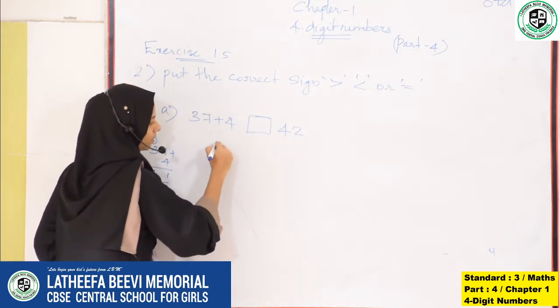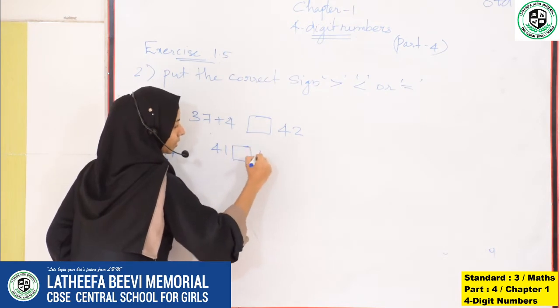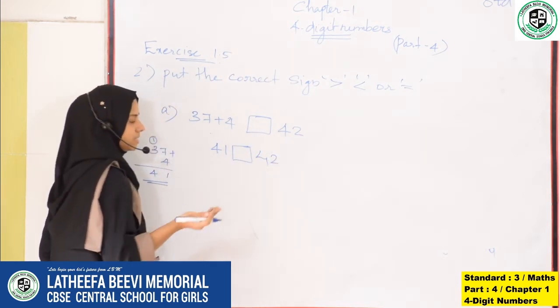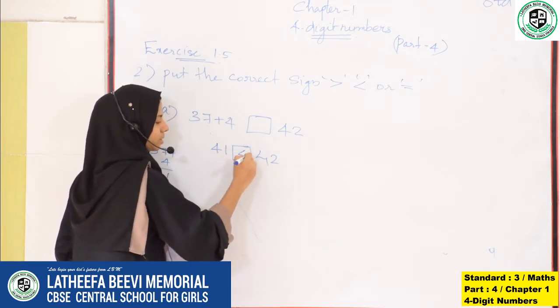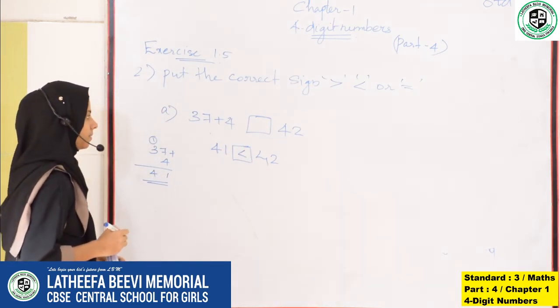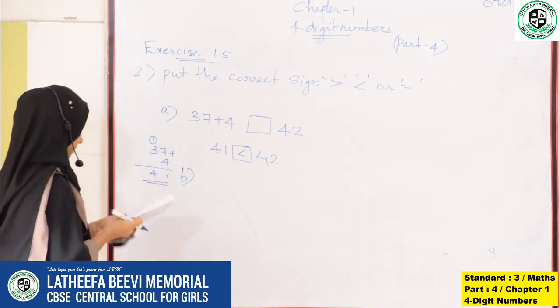So we want to write the number below, 41, then compare 41 and 42. Which one is greater? We all know 42 is greater than 41. So 42 is greater. Okay, let me go to the second question.